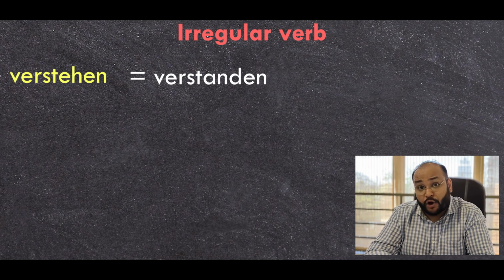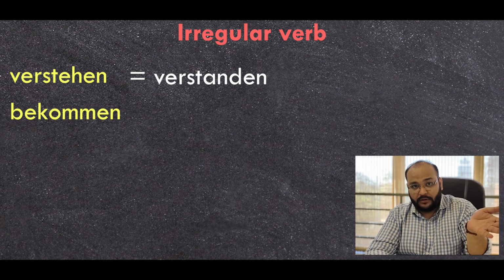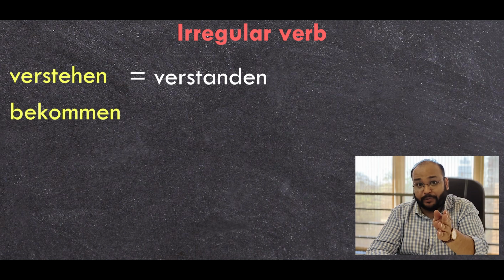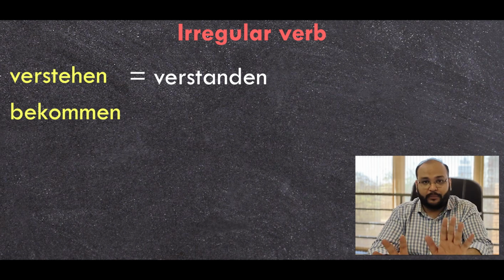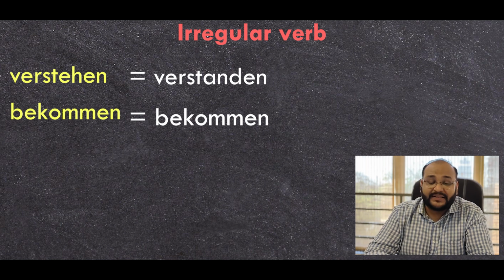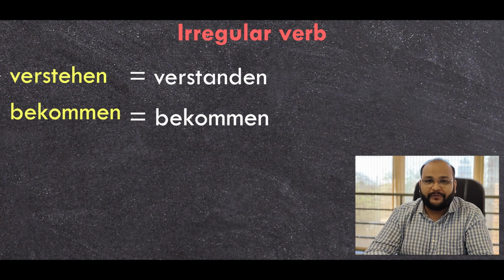One more example, bekommen. Now kommen we have already learned. Kommen is gekommen. So bekommen would become begekommen, but be is not a separable prefix. So bekommen remains bekommen itself. So I hope it is clear how to make the past participle of any German verb without having to mug it up. Well, almost.